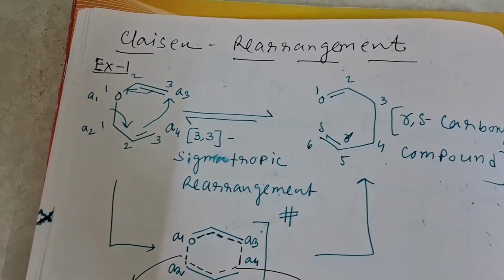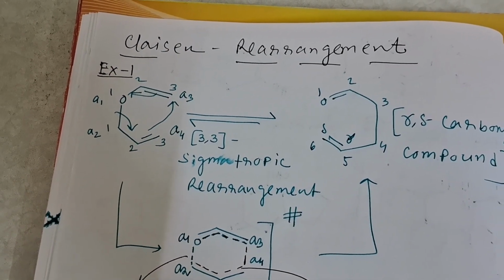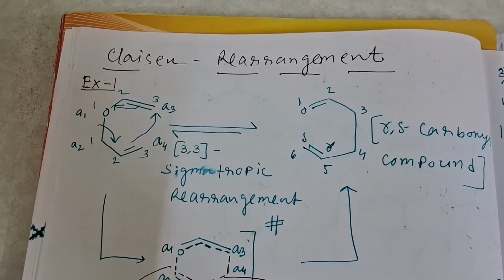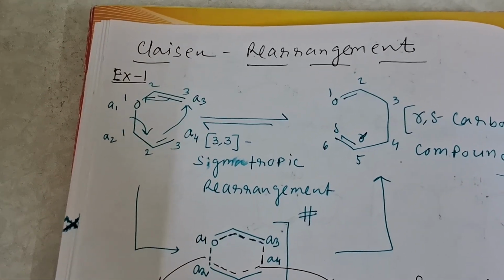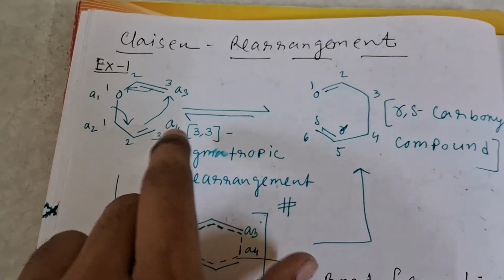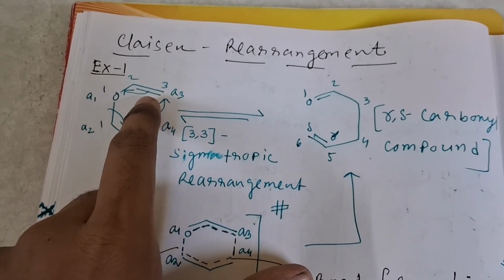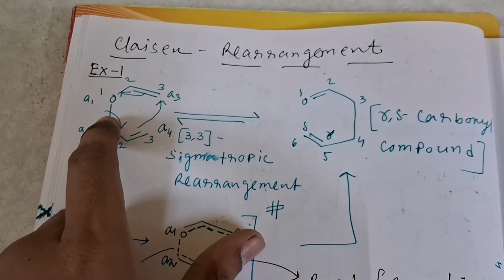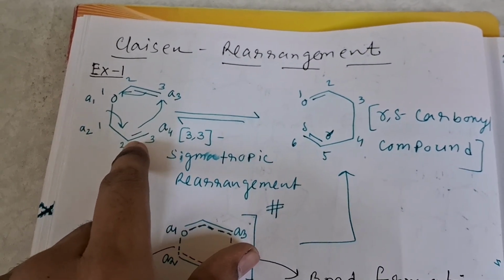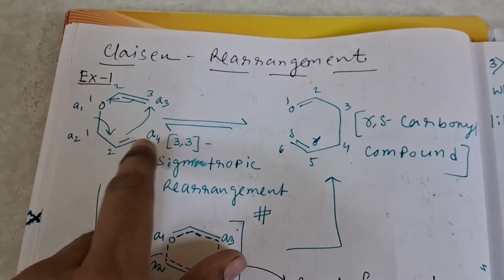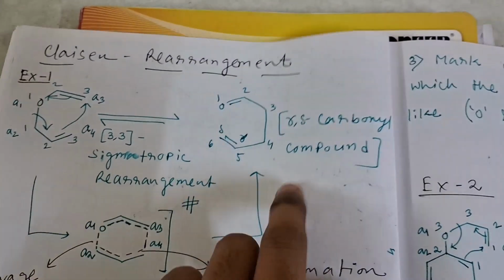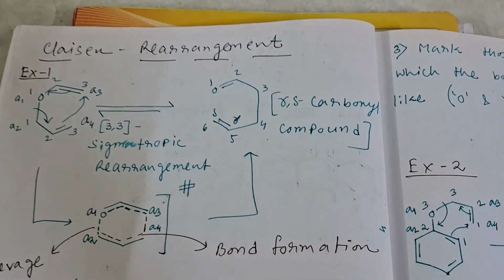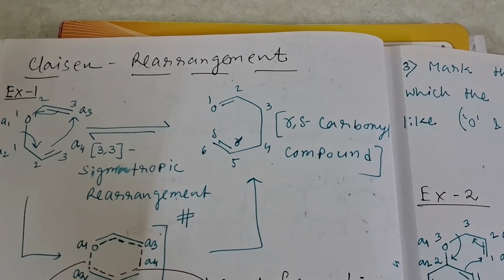Now it can undergo Claisen rearrangement under photochemical condition, or you can also heat this molecule to some extent, where this pi bond shifts between 2 to 3, and this bond between carbon and oxygen also breaks, and the pi bond between second and third position also shifts, and in this way this is formed. This is a gamma delta carbonyl compound.